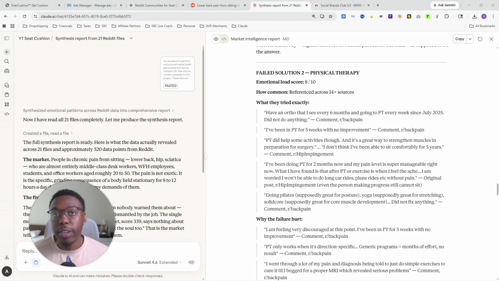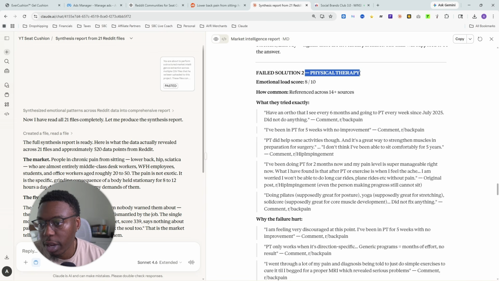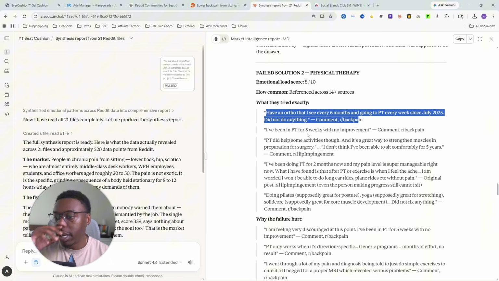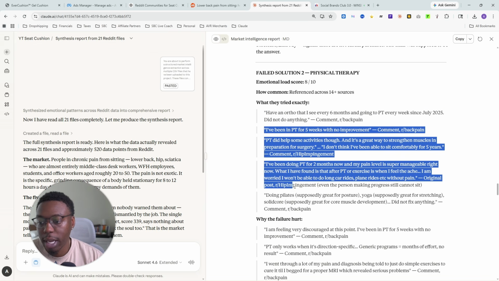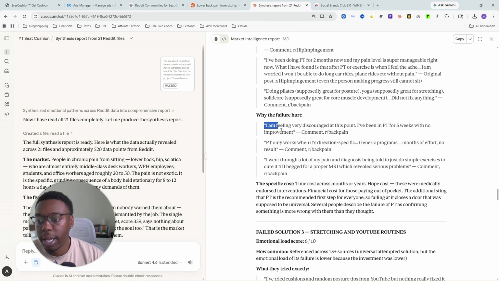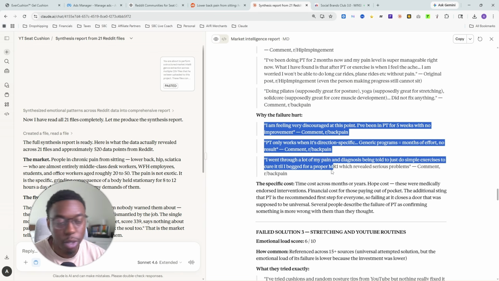And here's the same reasons, right? And those shared experiences, almost shared trauma, is what also makes copy really, really strong and good. So we know failed solutions. One of them is physical therapy. It was mentioned and referenced across 14 plus sources out of the many that we gave it. I have an ortho that I see every 6 months and going to PT every week since July 2025, and it did not do anything. I've been in PT for 5 weeks, no improvement, right? So we're seeing a common trend here, even doing Pilates, yoga, stretching, none of it worked. And again, it's extracted directly from what was said in those same Reddit forums.